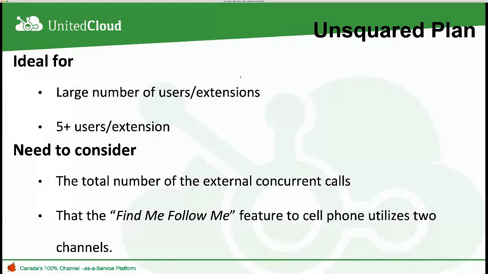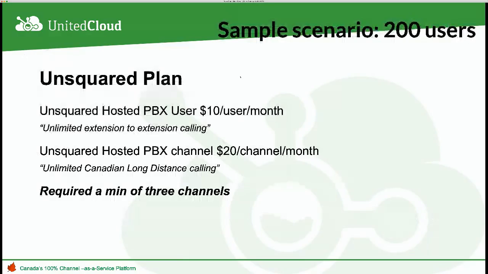Also, find me, follow me requires two channels. So I'll give you an example. If you have 5 users and you use three channels, which is the minimum, and one of those users has find me, follow me, with one line in, one line out, that's two channels. You're left with one channel for the other 4 people. We'll help you approach this and assess it when you have a valid quote, and the success manager assigned to you will be happy to help you.